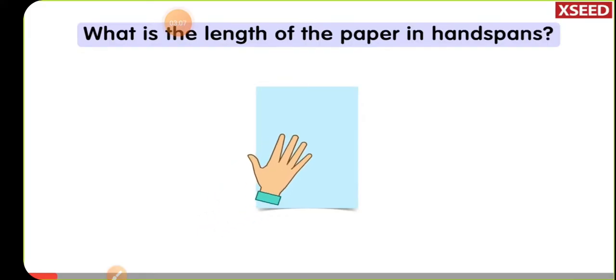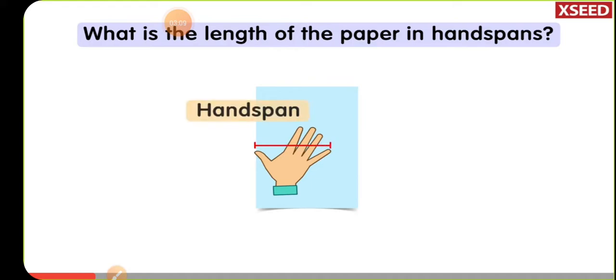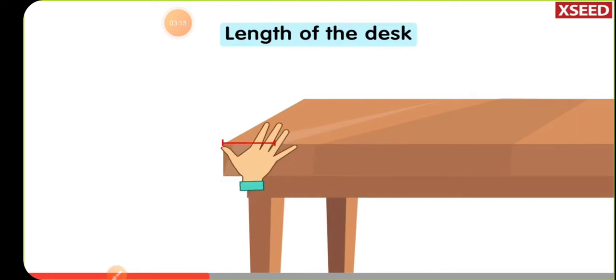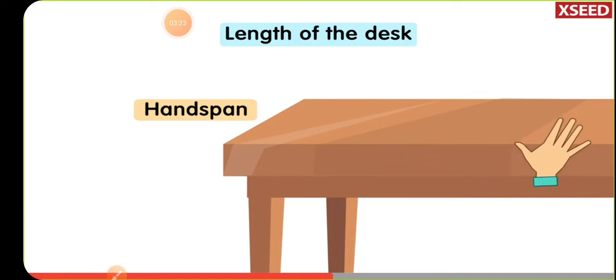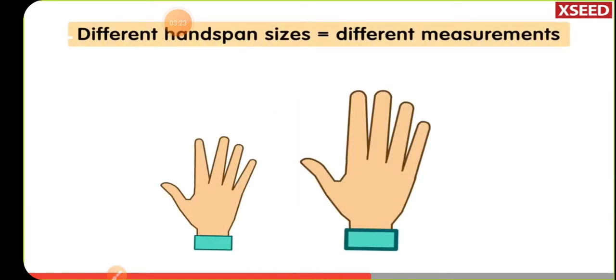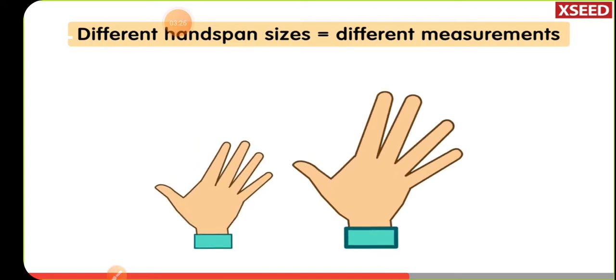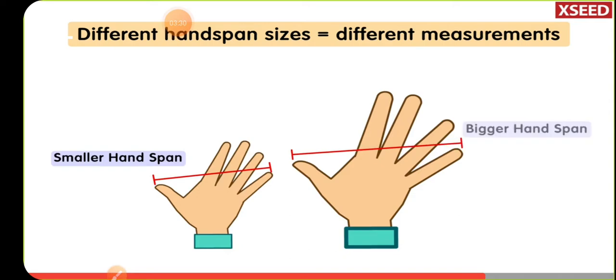We can use a handspan to measure different things. A handspan is not very reliable because hand sizes differ. So, a handspan is a non-standard measurement.